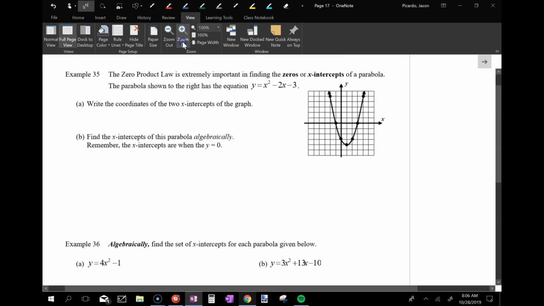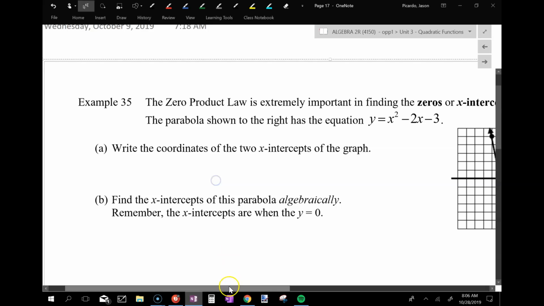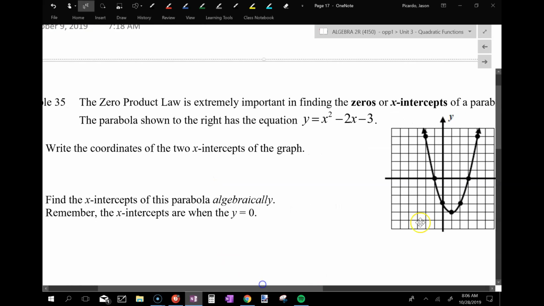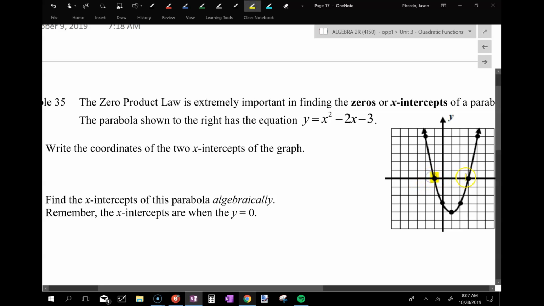Sample 35. Gave you a parabola, right? Look how nice of me. I even graphed it for you. Here's the equation. Write the two coordinates of the x-intercepts, right? Do I have to do any work for this? No, they're right here. Boom and boom.